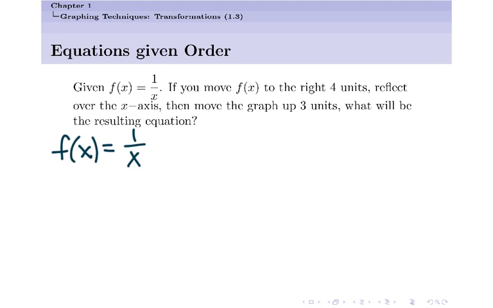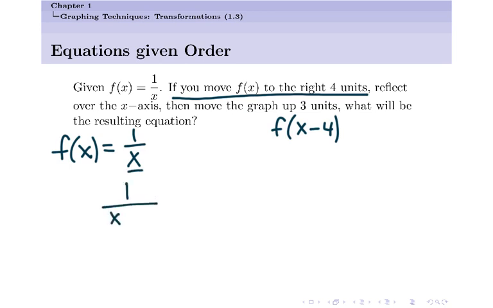So I'm going to take my original function and move it to the right 4 units. When I move something to the right 4 units, what that means is I do f of x minus 4. So wherever I see an x in the previous equation, I'm going to replace it with x minus 4. So here's where I'm at.